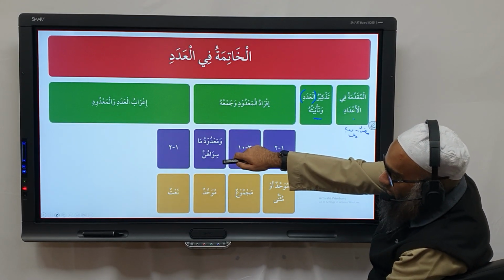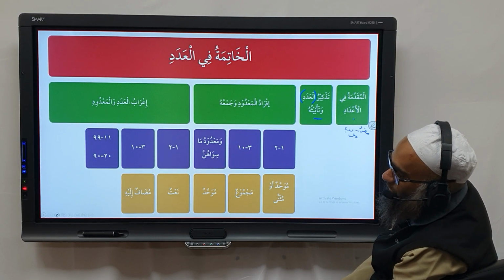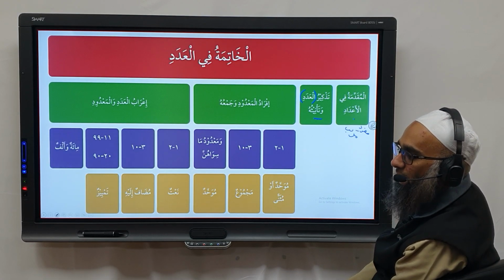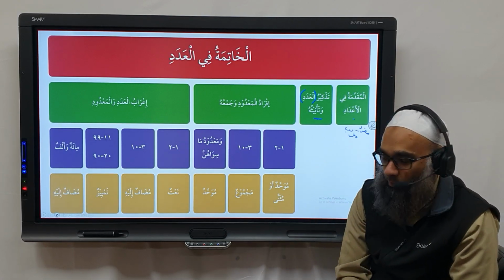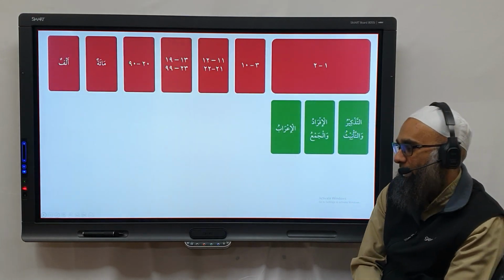So 1 and 2 is going to be na'at. 3 to 10 is going to be mudaf ilayh. 11 to 99 and 20 to 90 is going to be tamyiz. And 100 and alf is going to be mudaf ilayh. Is that clear? So let's just do one big summary and let's see what happens here.